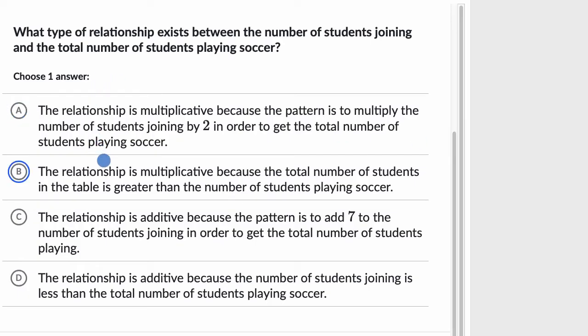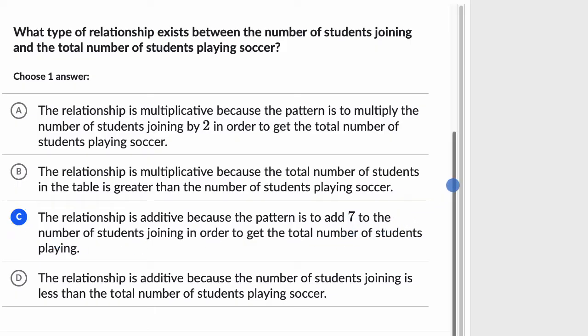We can rule out these first two choices. The relationship is additive because the pattern is to add 7 to the number of students joining in order to get the total number of students playing. Yep, I think that's right. The relationship is additive because the number of students joining is less than the total number of students playing soccer. No, just that alone wouldn't make it additive. It has to be the same difference. You can start with one variable and add the same amount.